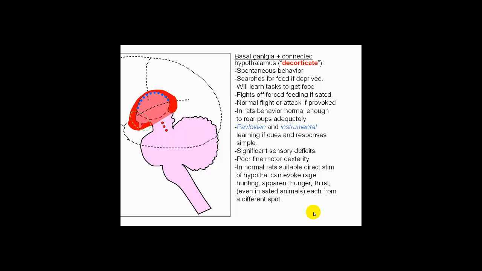Now we have all sorts of spontaneous behavior. If the animal is hungry, it searches for food. If it's thirsty, it searches for water. It will learn to do simple things to get food. If you try to feed it when it's sated, it'll fight you off. If you annoy it, it will attack. In rats, even a mother rat who doesn't have any cortex can still rear her pups. So it's got a lot of behavior.